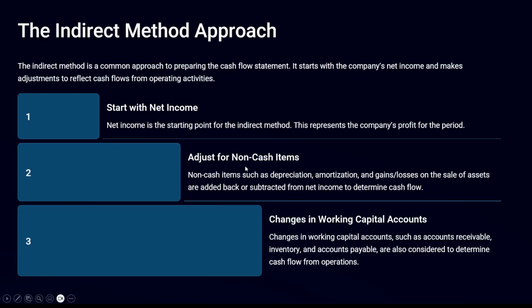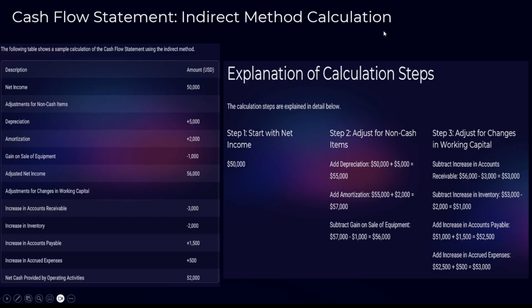Now we have adjusting for non-cash items. All the non-cash items such as depreciation, amortization, and gains or losses on the sale of assets are added back or subtracted from net income to determine cash flows. Now we have net changes in working capital accounts, which include accounts receivable, inventory, and accounts payable, which are considered to determine the cash flow from operations.